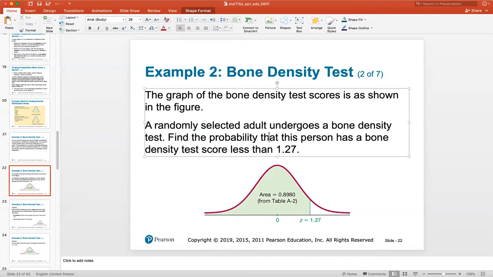We saw that in example 1 with a uniform distribution, right? So what are we going to do? We need to find the area under the graph of the standard normal distribution from negative infinity to 1.27. How can I do that? We use the calculator.